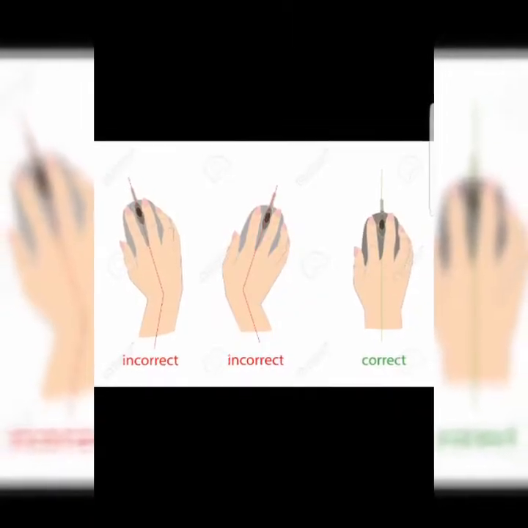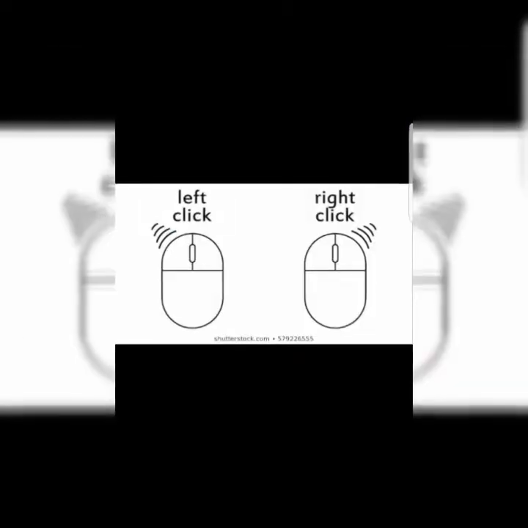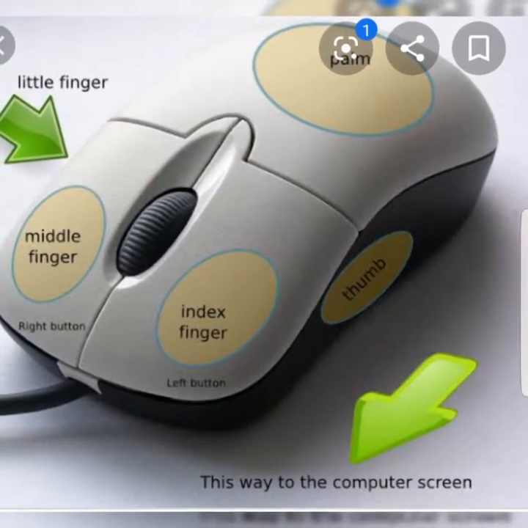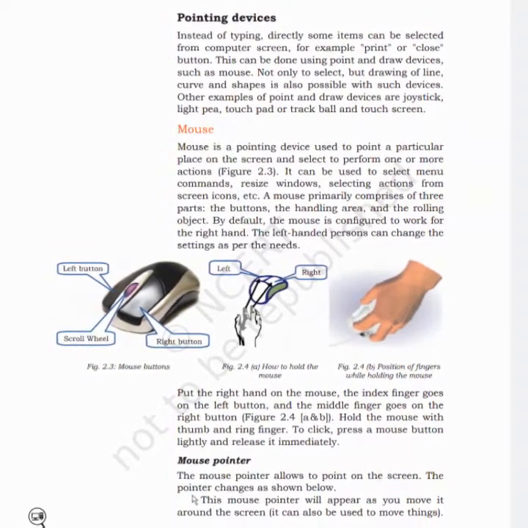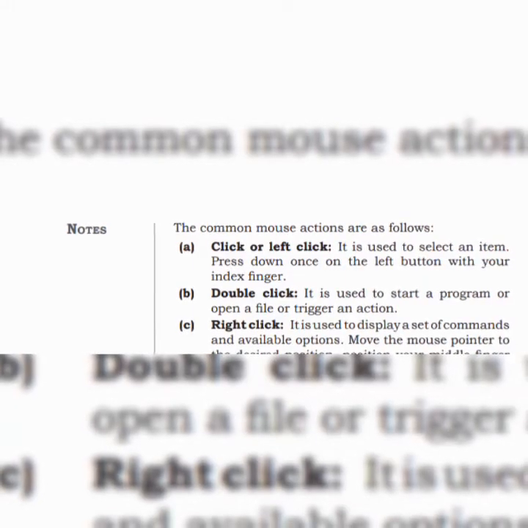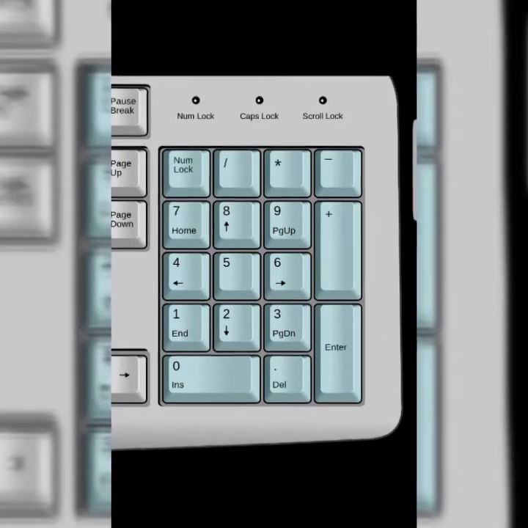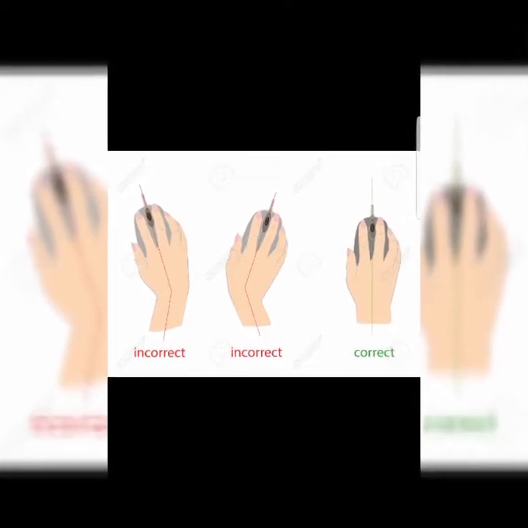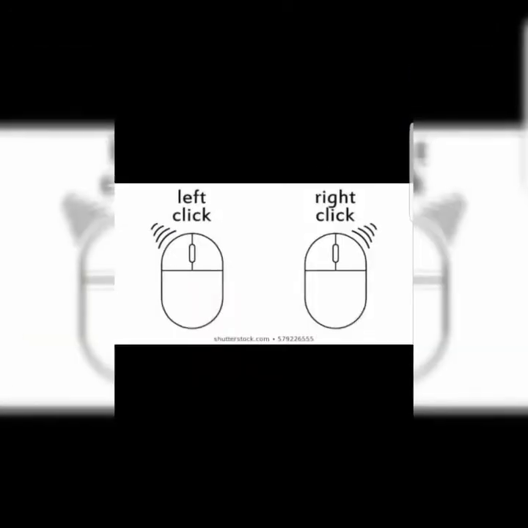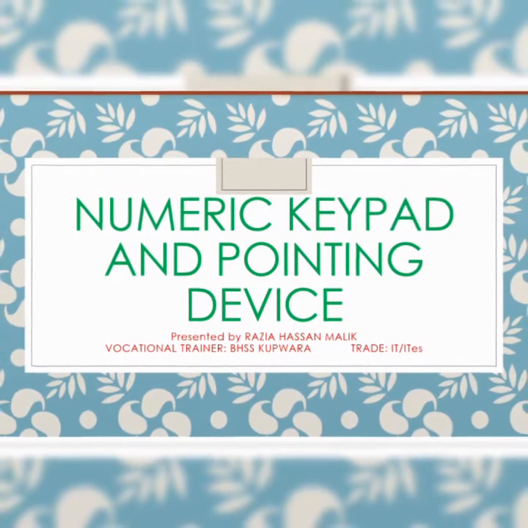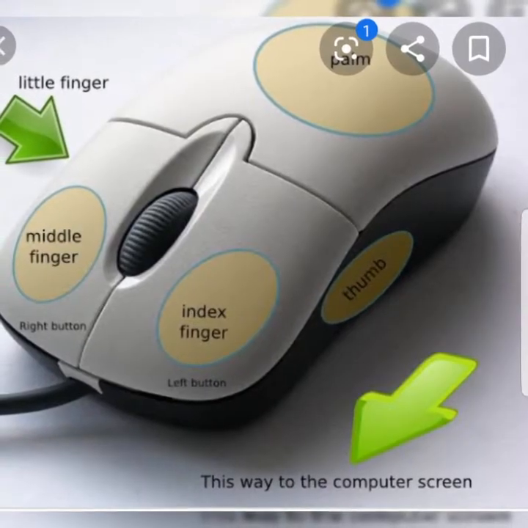And the mouse is a pointing device which is used to point to a particular place on the screen, and it's used to select or perform one or more actions. It can be used to select menus, commands, resize windows, and select actions from screen icons. And in the mouse we have three parts. First is the buttons, where we have the left button and the right button, and we have the holding area, where we can hold the mouse with our hand or thumb. And then we have the rolling object, which is at the bottom of the mouse. By default, the mouse is configured to work for the right hand. A left-handed person can change settings as per need.